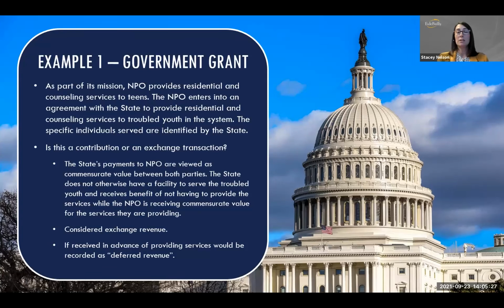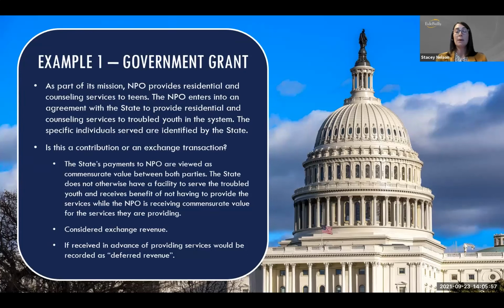Would this be considered a contribution or an exchange transaction? As we look at the fact pattern here, the state's payments to the nonprofit would be viewed as commensurate value between both parties. The state does not otherwise have a facility to serve the troubled youth, so they're receiving the benefit of not having to provide those services, while the nonprofit is receiving commensurate value for the services they are providing. So in this example, this would be considered an exchange revenue.